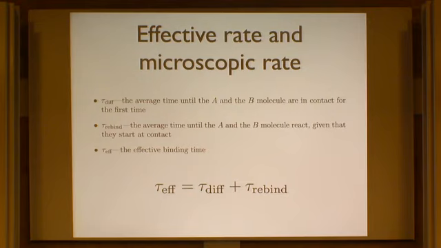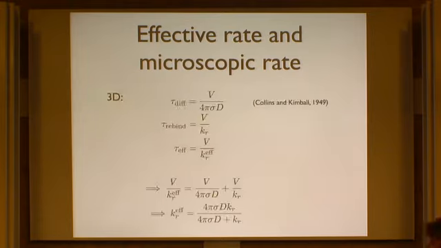Tau effective is just the sum of these two parts: the diffusion part plus the rebinding part. And these two are both known. The diffusion part was derived by Collins and Kimball in the 40s. The rebinding part is just the volume over the microscopic rate, and the effective binding time is just the volume over the effective rate. That's by definition. So we just plug everything in, and we can solve for the effective rate.